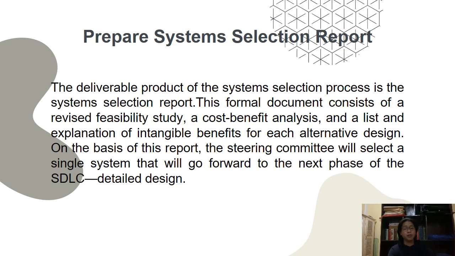Moving on, prepare systems selection report. The deliverable product of the systems selection process is the systems selection report. This formal document consists of a revised feasibility study, a cost-benefit analysis, and a list and explanation of intangible benefits for each alternative design. On the basis of this report, the steering committee will select a single system that will go forward to the next phase of the systems development lifecycle, detailed design.